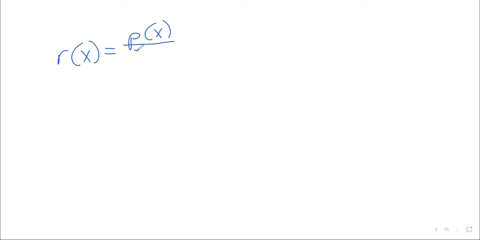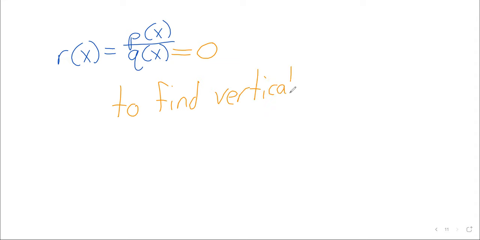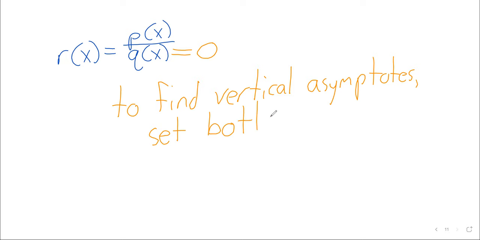And I've all but told you how to find vertical asymptotes, because vertical asymptotes are caused by a division by zero error. And why would you have division by zero? Well, you'd have division by zero if that denominator were zero. So to find vertical asymptotes, set the bottom to zero.